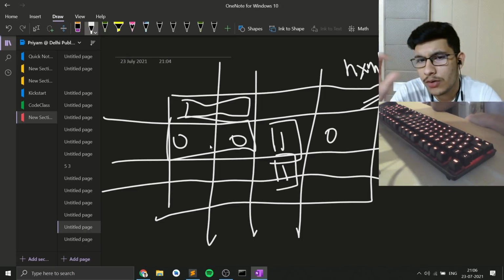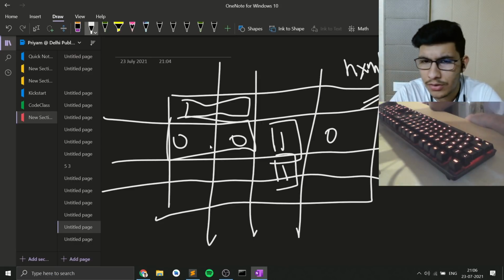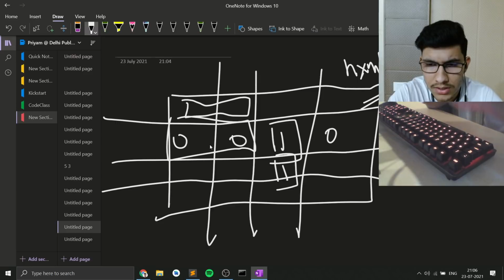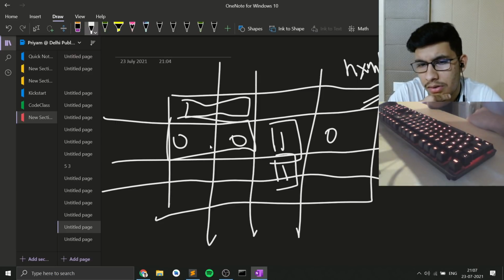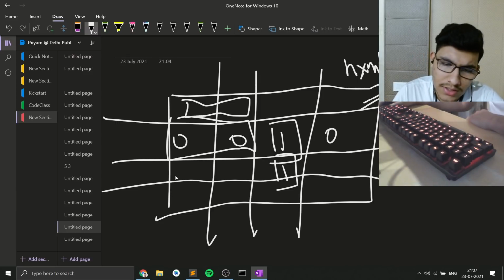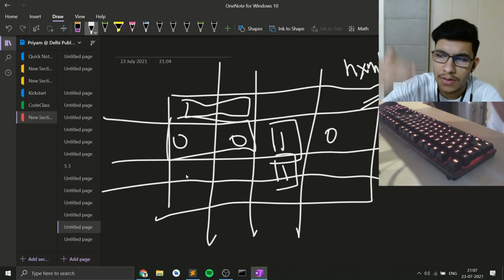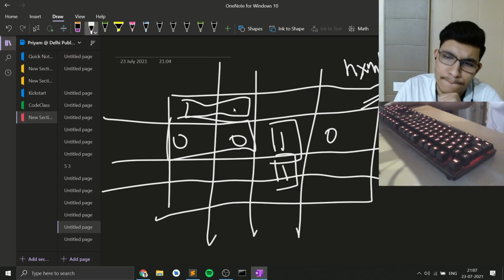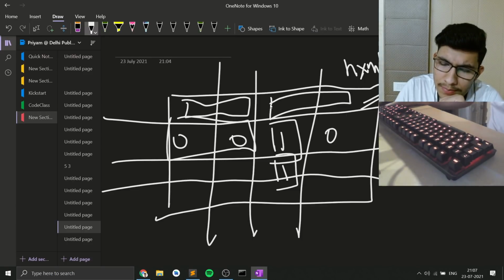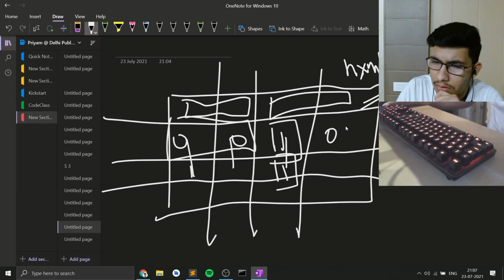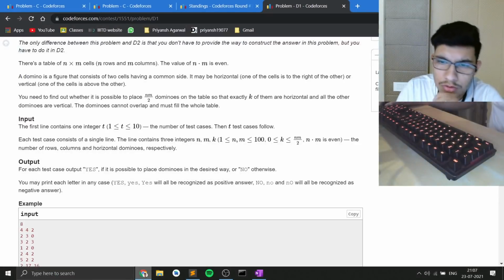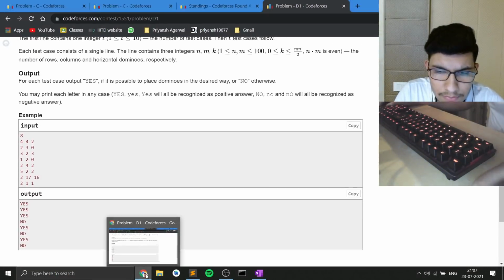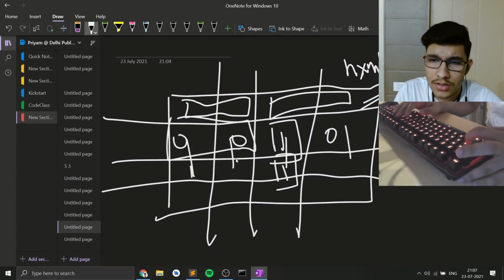So I think it is better to choose the first row for placing horizontal dominoes because then you have a whole structure below it. If you start placing in the middle, then I don't think it would be possible. Like you are dividing this whole part into two parts. Okay, so here I can place just two dominoes and then like this. They want two dominoes to be horizontal. Okay, so this does not work out here.